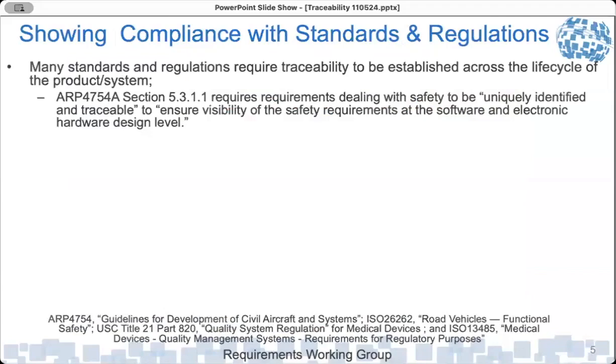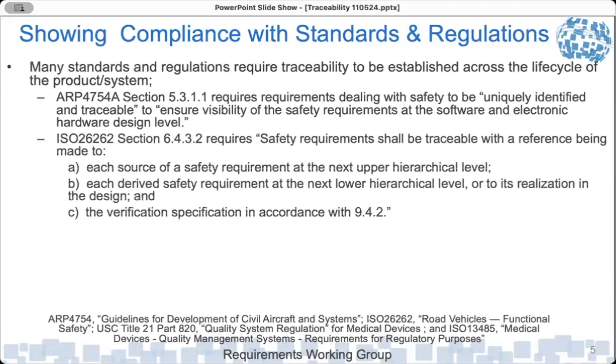ARP 4754A, Guidelines for Developing Civil Aircraft and Systems, requires requirements dealing with safety to be uniquely identified and traceable to ensure visibility of the safety requirements at the software and electronic hardware design level.